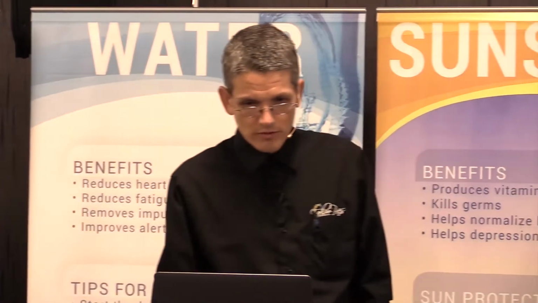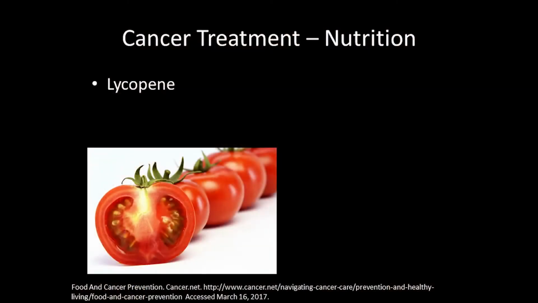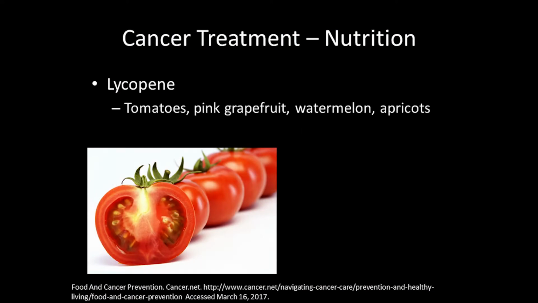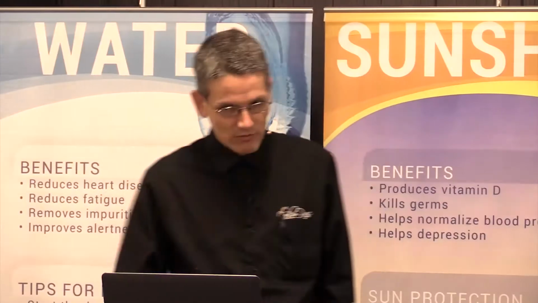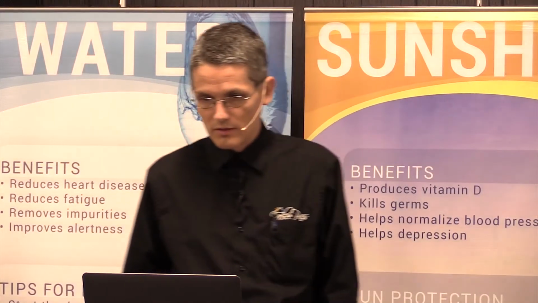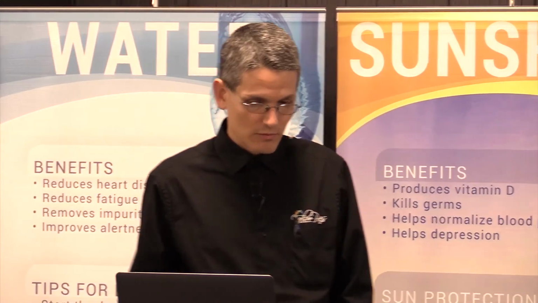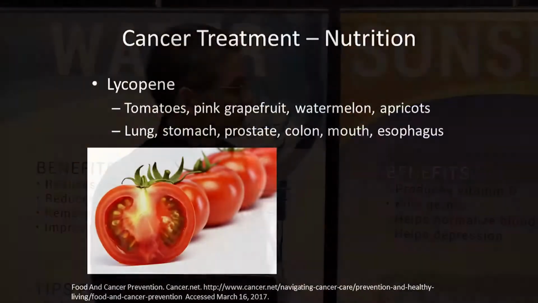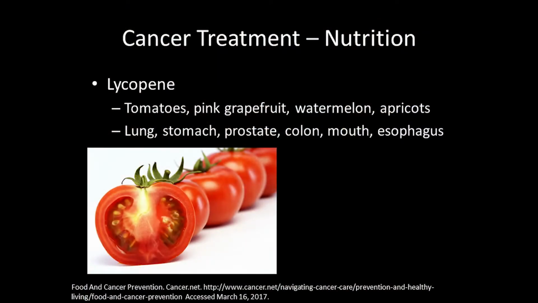Well, we also know that lycopene can be beneficial as well. You find that in tomatoes, pink grapefruit, watermelon, and apricots. All right, it helps with the pinkish red coloration of those fruits. If you consider tomatoes a fruit, that helps to protect against lung, stomach, prostate, colon, mouth, and esophagus cancers. But don't get caught up in the supplement craze.